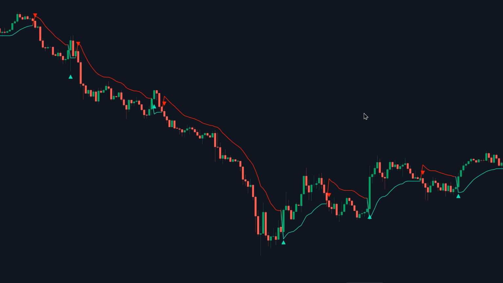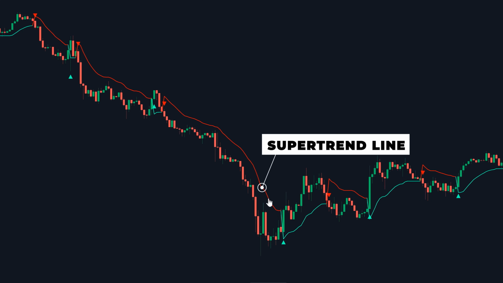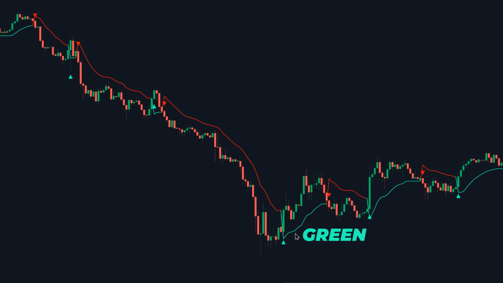Now, as you can see, this indicator is made up of only a few components. We have this trend ribbon that traverses our chart. This is the super trend line, and it's going to be used to track the trend of the market. Whenever it's colored green or cyan, like here, that indicates a bullish trend. If it changes its color to red, that would indicate a bearish trend.